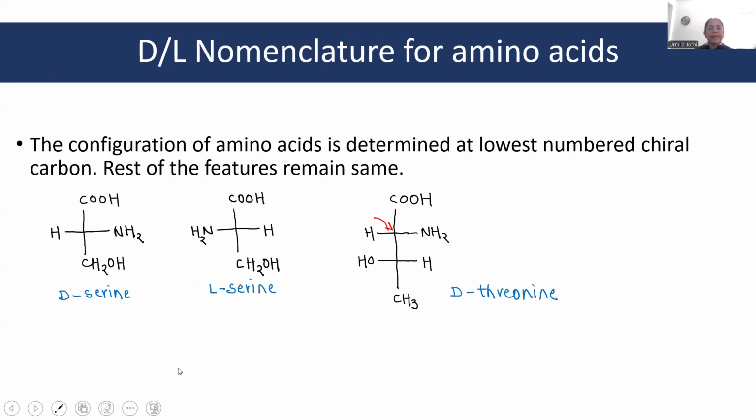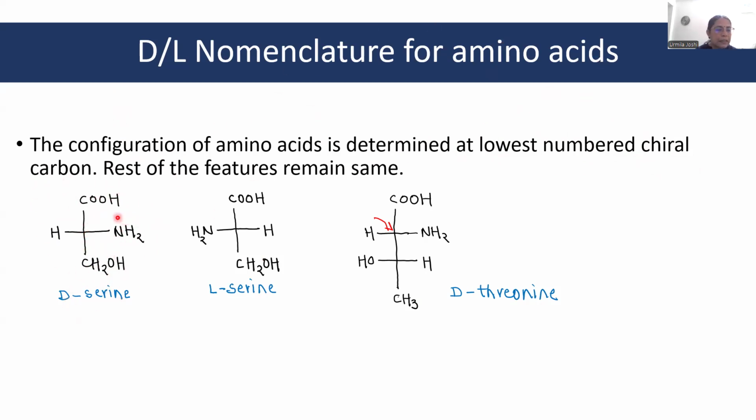Let us see the DL nomenclature for amino acids, and then we will see the shortcomings of DL nomenclature. The configuration of amino acids, the difference is it is determined at the lowest numbered chiral carbon. The method is the same. You write the longest chain in a vertical way, most oxidized carbon at the top, but the alpha carbon always has the amino group.